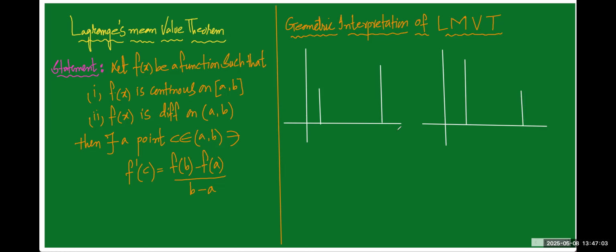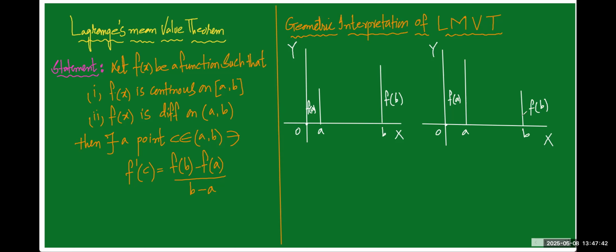Then there should be at least a point. The condition f of a equals f of b is there. Already we have shown the geometric meaning. But now we take the advantage that f of a and f of b are not equal here. In Rolle's theorem they are equal, but in Lagrange's mean value theorem they are not equal. We take the advantage of that only, and we can easily prove this.